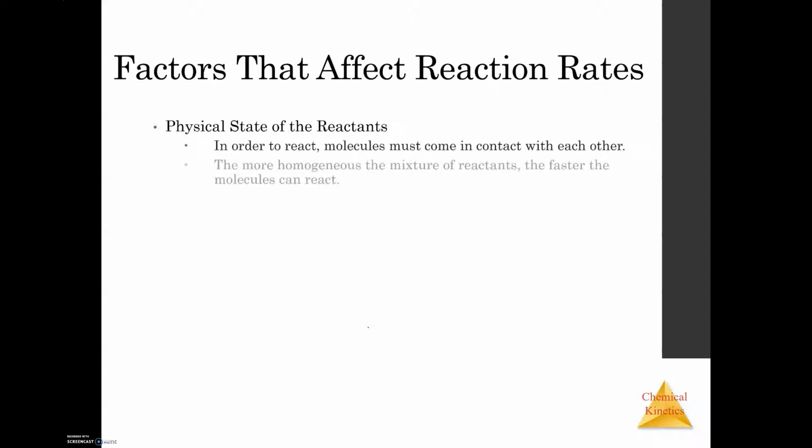Now the other thing you have to pay attention to is the homogeneity of the mixture. If you have a reaction that has two different physical states, you might see that reaction go a little bit slower than a reaction that has all gases, all liquids, or all aqueous solutions. So these are just a couple things that you have to take into consideration: what's the physical state, and is the reaction homogeneous or not?